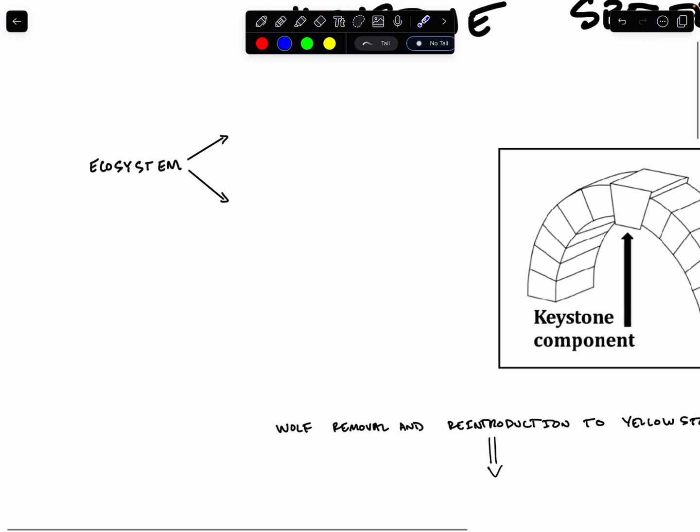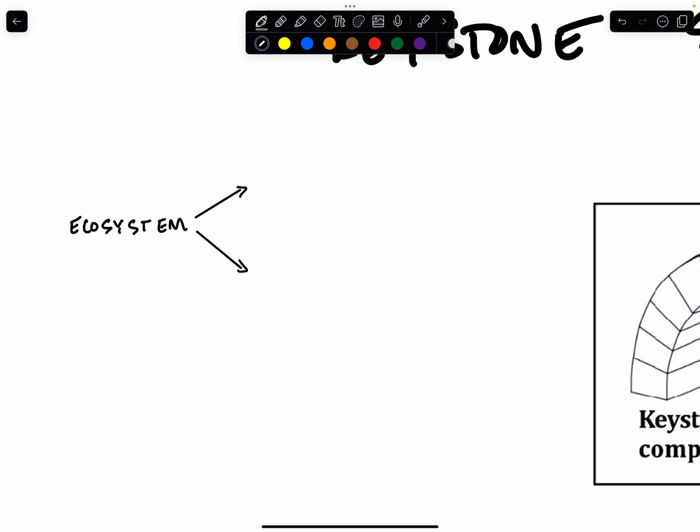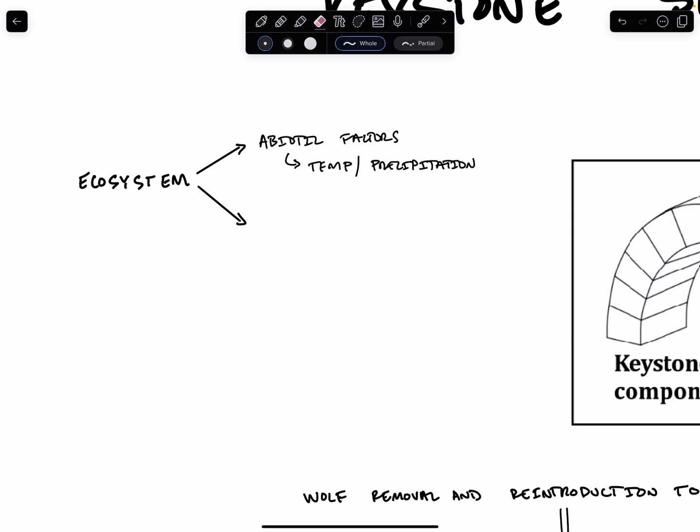Okay, so you know from when we organized Earth that the ecosystem is composed of two different components. We got our abiotic factors. These are all the non-living things in the ecosystem. And the abiotic factors that have the biggest effect on the ecosystem are the temperature and the precipitation. Now, the ecosystem also includes the biotic factors, the living things. So this is all the living things.